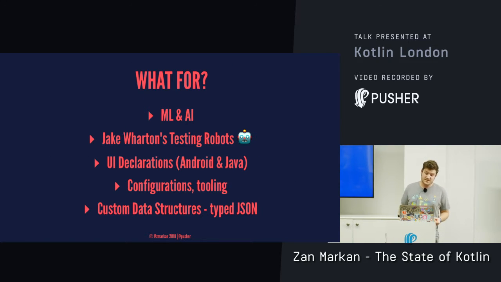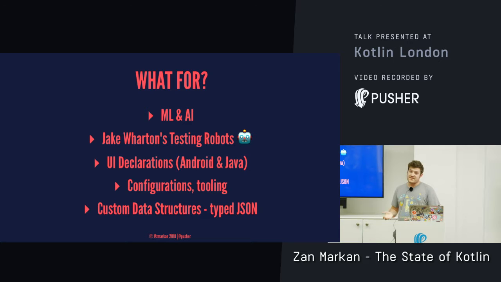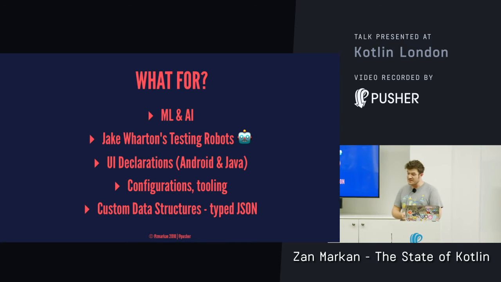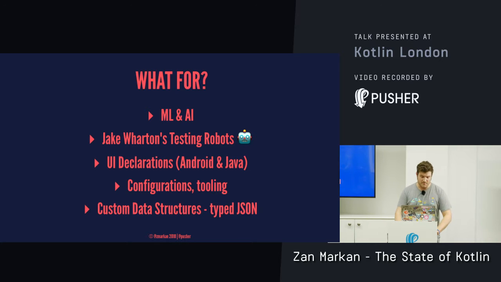What for? A lot of people have mentioned Jake Wharton's, again, Jake, this is getting boring. Jake Wharton's Testing Robots. It's a blog that he wrote about nicer testing on Android by writing a DSL. A lot of people write UI declarations and custom data structures, DSLs. But there's so many use cases, from banks to AI to all of that. So people have mentioned pretty much everything.